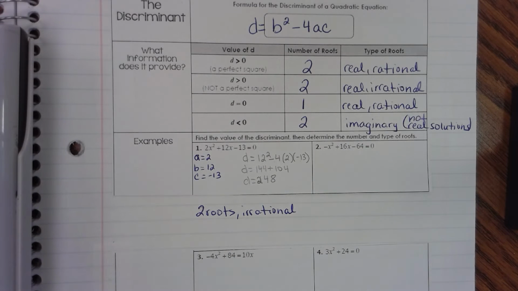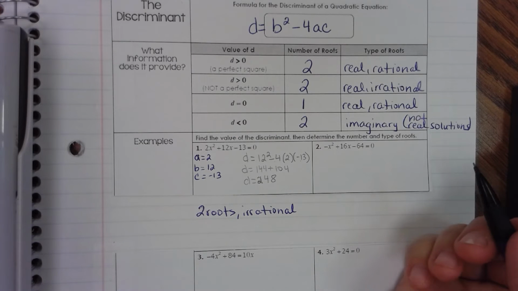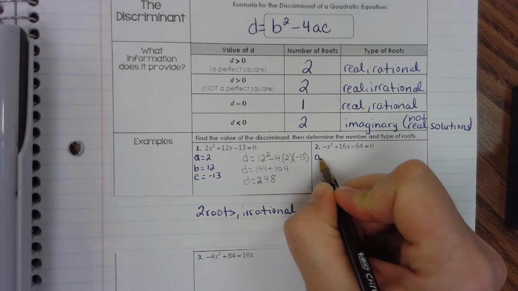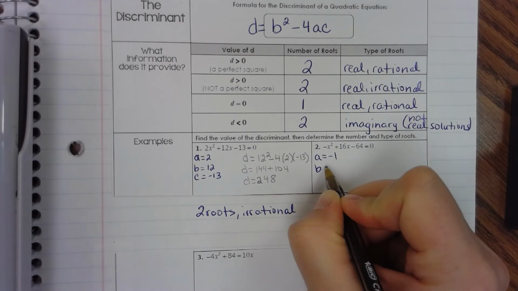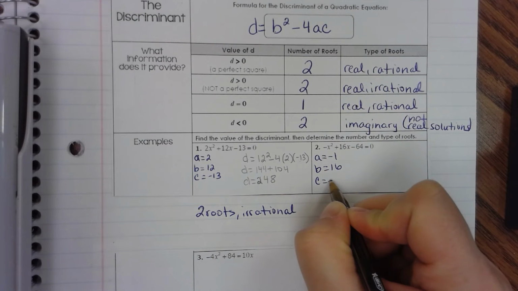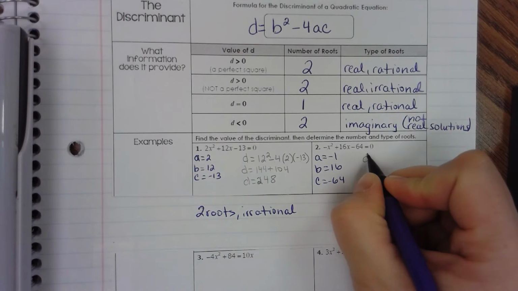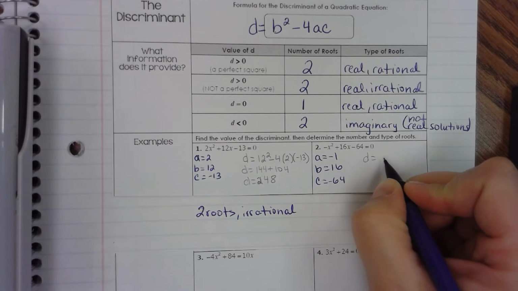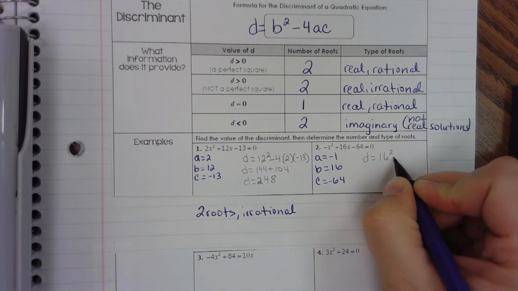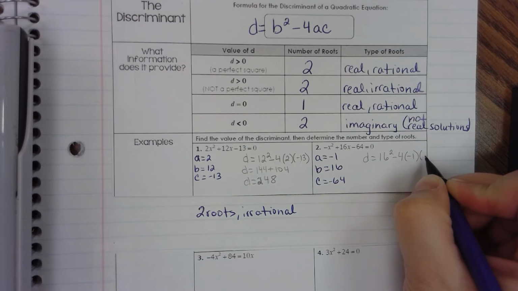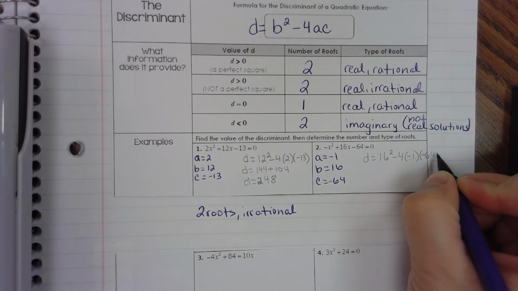for this. Okay, so let's take a look at number 2. And just so you know, it is okay to have negative values. So in this case, A is -1, B is 16, and C is -64. So our D is equal to B squared, so that's 16 squared, minus 4 times A, which is -1, and C, which is -64.